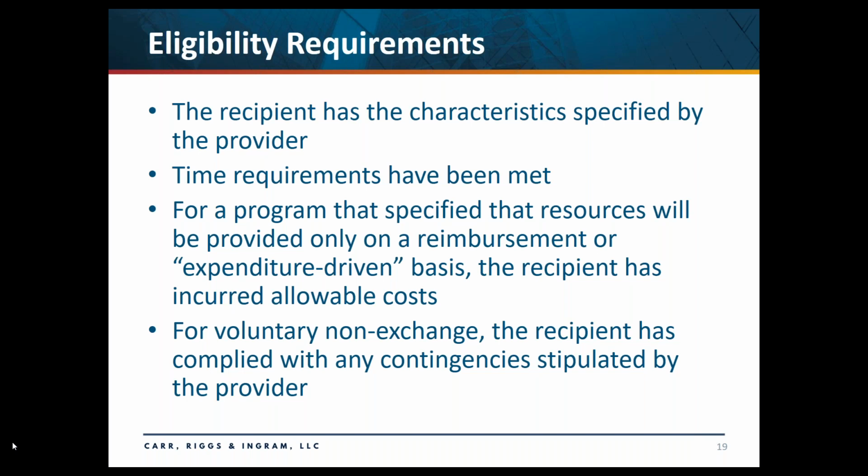And then also for any voluntary non-exchange, if there are any contingencies, the provider has stipulated that you have to file a report, or they meet at least a 90% graduation rate for a school district. If the provider does that, you must also meet those eligibility requirements. So these are the things that drive when we recognize revenue for voluntary non-exchange transactions.